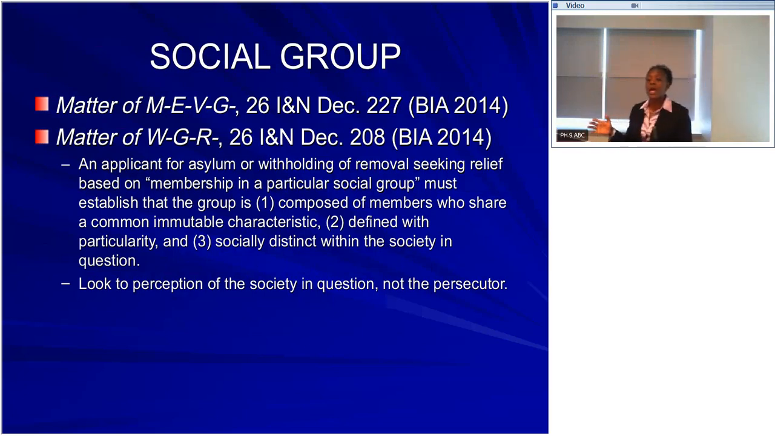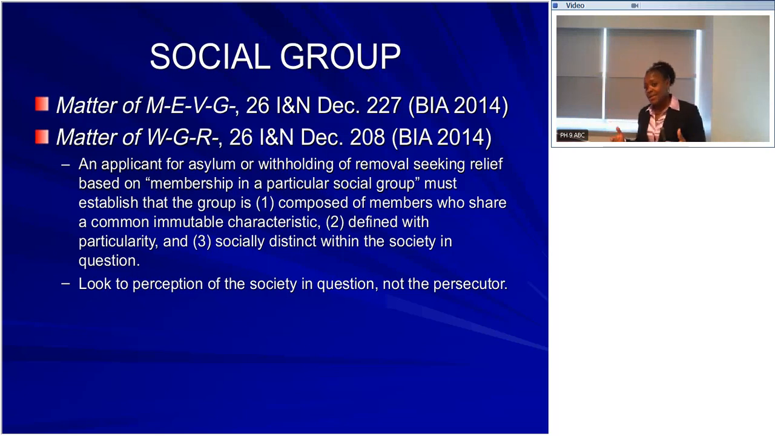MEVG comes out of a Third Circuit case, Valdivieso Gomez, which was from 2011. And so now the board says, we're not going to just apply ACOSTA, we're going to add to the requirements from ACOSTA. So now we have to demonstrate that the group, the particular social group, is composed of members who share a common immutable characteristic. We recognize that, right, from ACOSTA. The group has to be defined with particularity. I'm going to get to that. And the group has to be socially distinct within the society in question. So you now have these 3 characteristics that need to be established when we're talking about a social group.